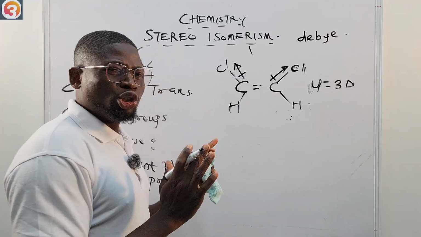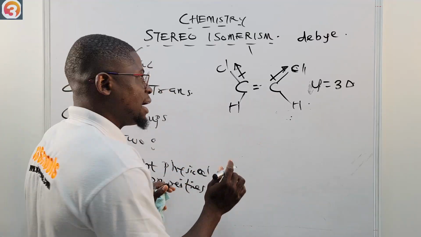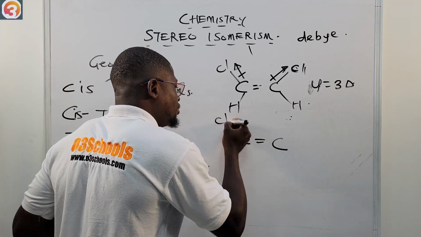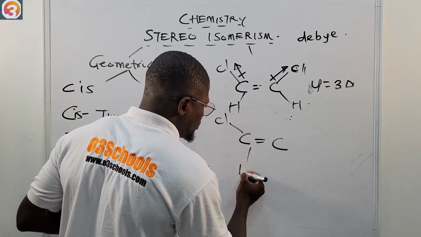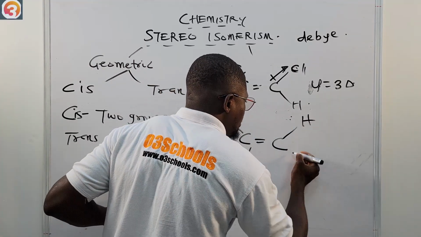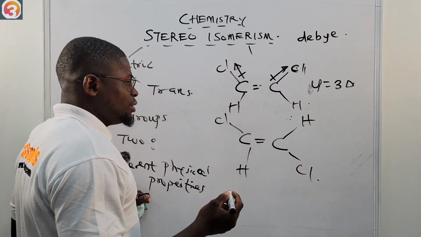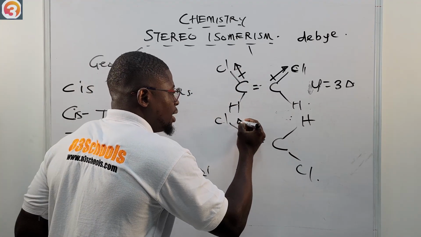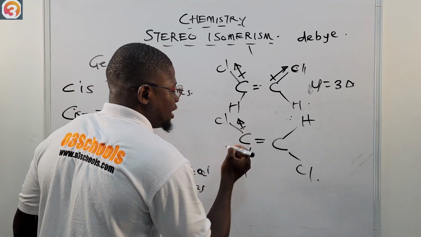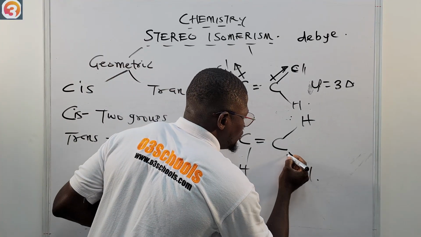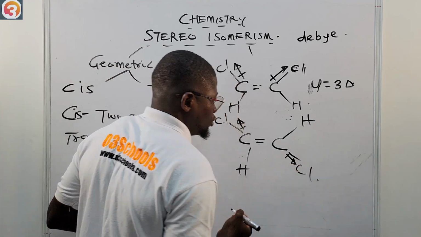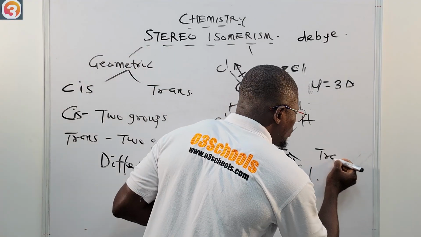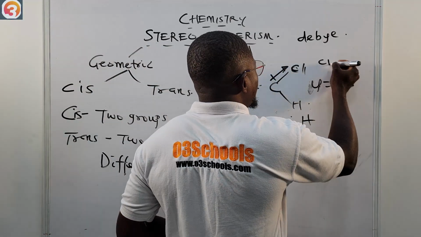Then of course we can draw the dipole moment for the trans isomer also. We have carbon double bonded to carbon. Here we have chlorine, here hydrogen, here hydrogen, and here chlorine. The arrow will be pointing to chlorine, the more electronegative atom, and also to chlorine here. So this is trans, this is cis.